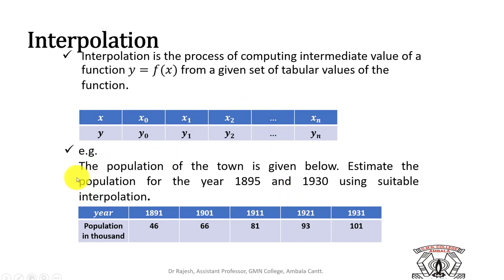As we have already discussed, the population of the town is given below. Estimate the population for the year 1895 and 1930 using suitable interpolation. So this is the tabular data given, and we are asked to find 1895, which is in between this and this, and 1930, which is in between this and this. To find the value at this point of the function is called interpolation from the beginning, and to find the value at this point is called interpolation from the end.